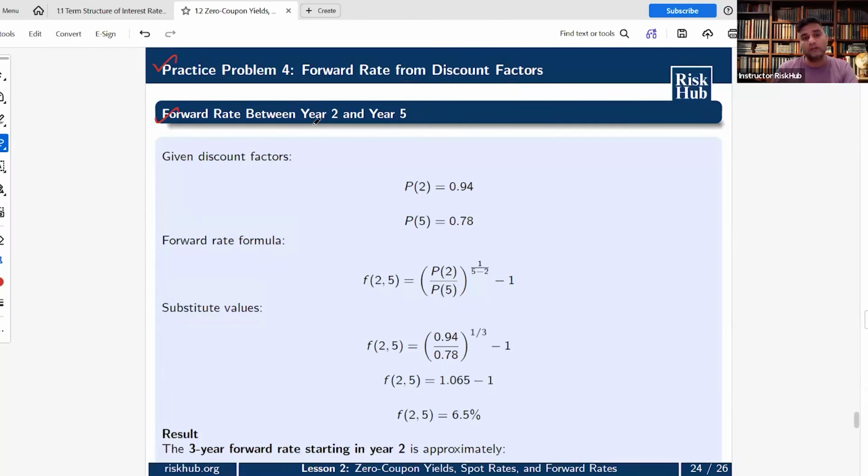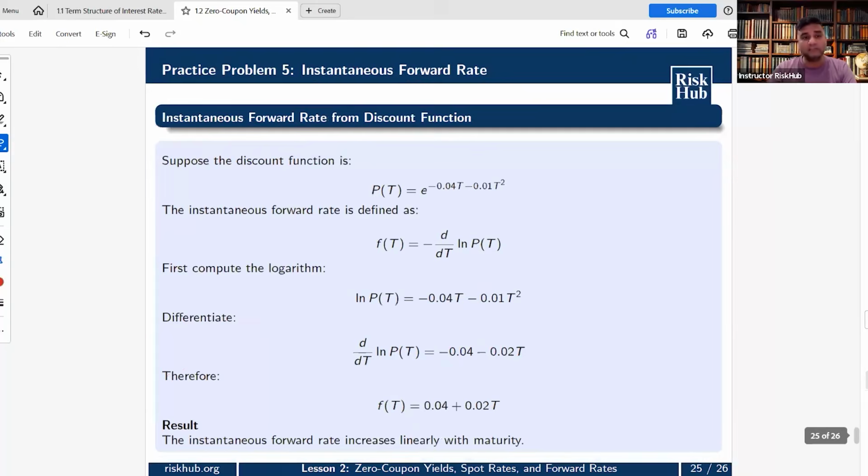Question number 4, forward rate between year 2 and year 5. Discount factors are given. Calculation is given for the forward rate. Substituting the values, we get the 3-year forward rate starting year 2 is approximately 6.5%, right? That's also calculated. Okay, so that's what it is, right? So do it precisely, right? That's the point.